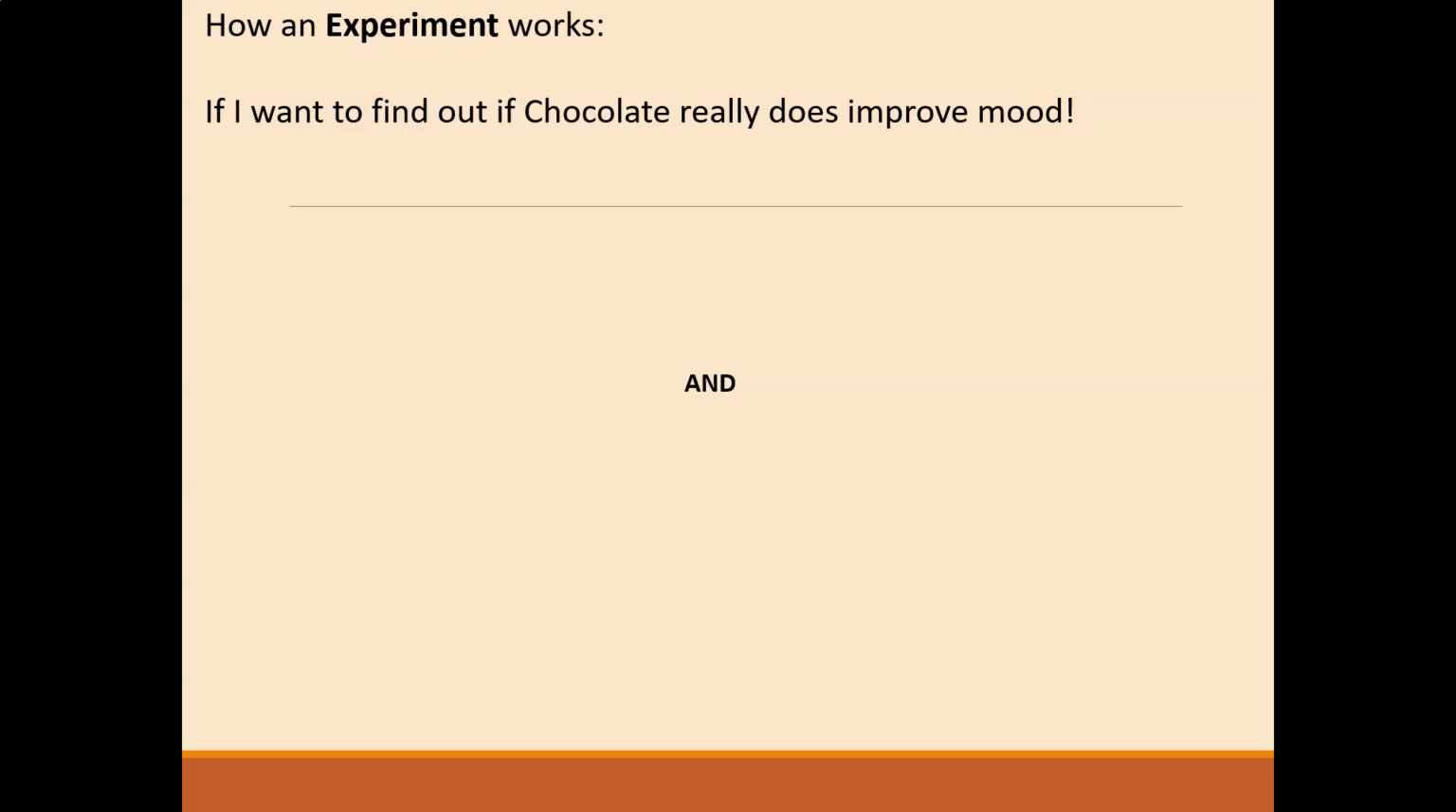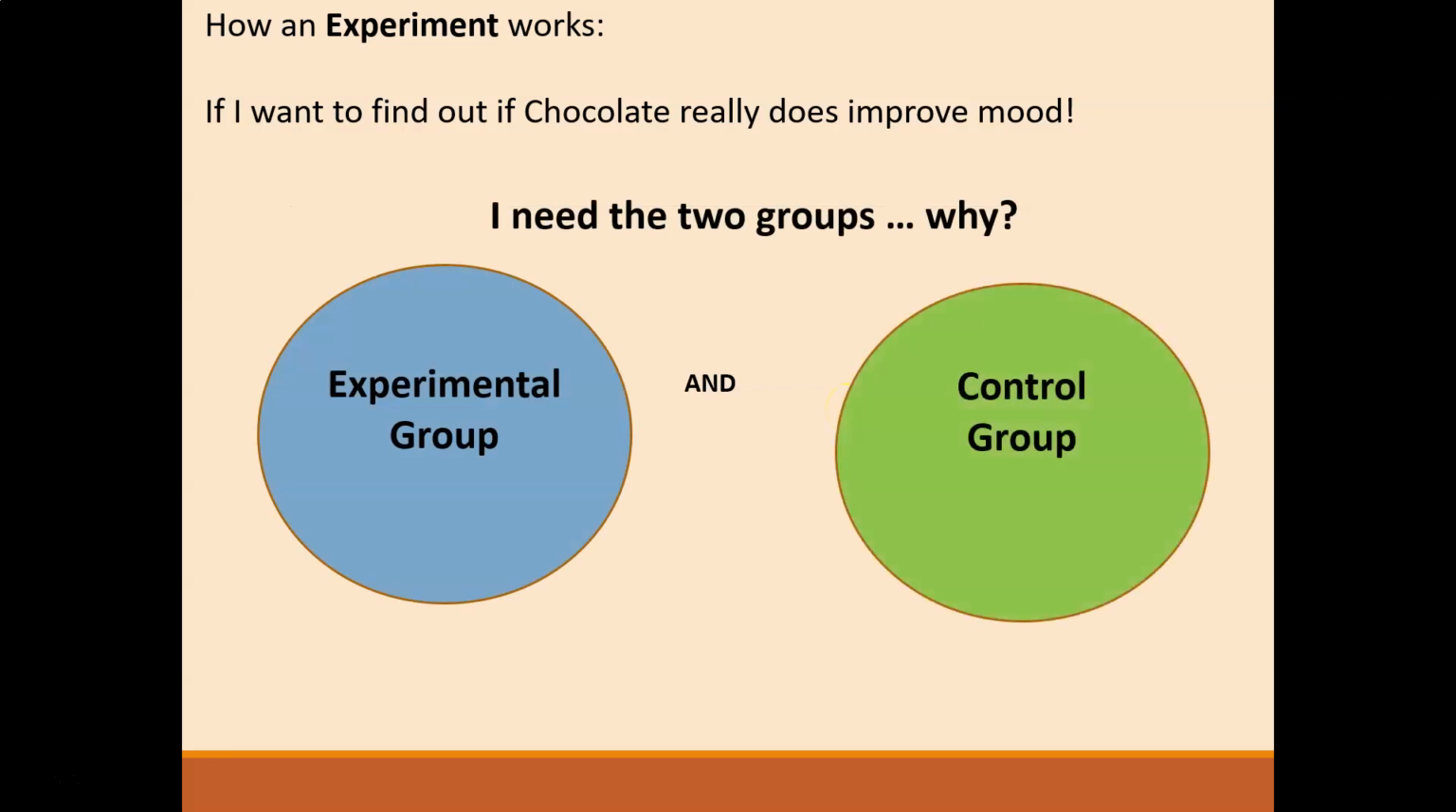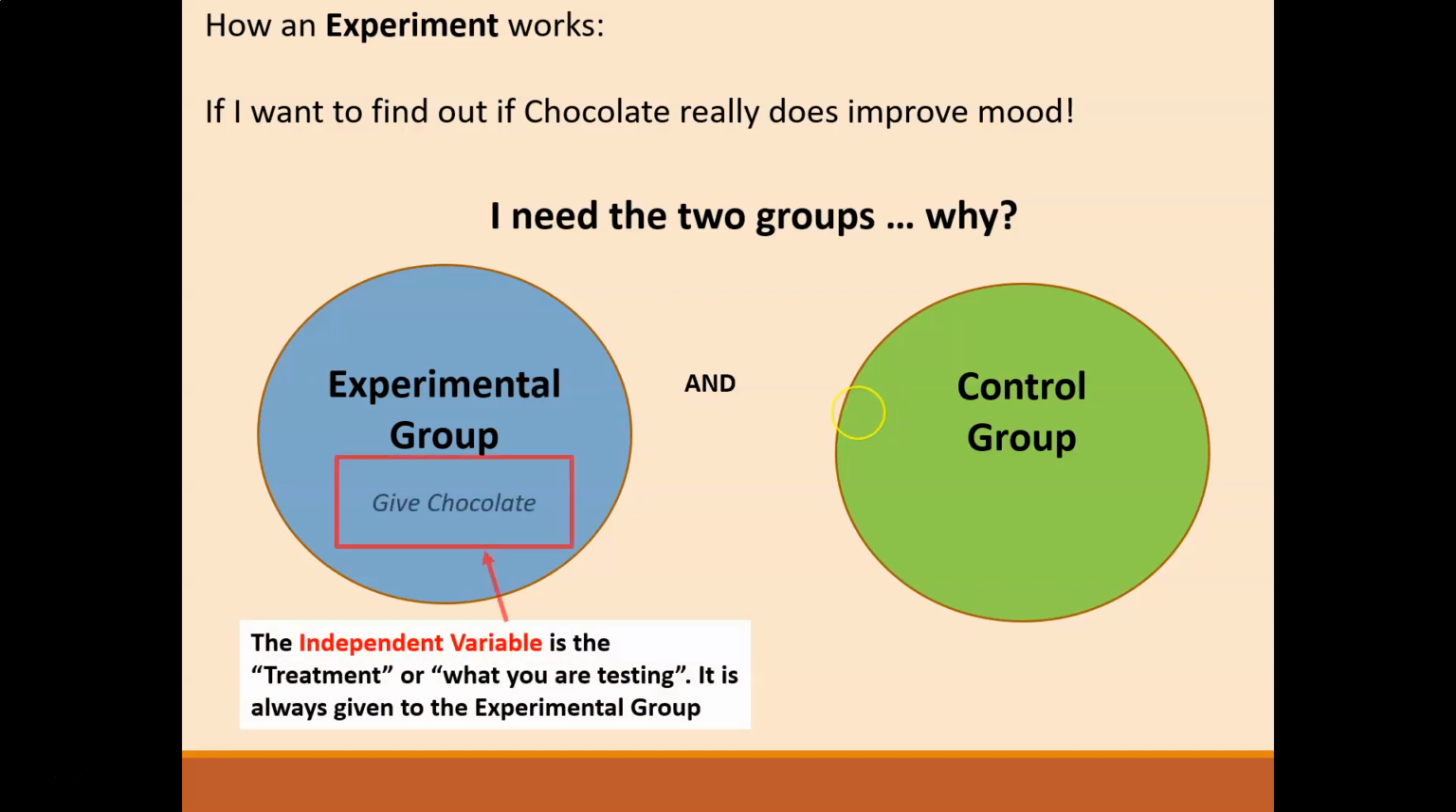Let's pretend that I have heard this myth that chocolate actually makes your mood better. I know that it does. Absolutely does in my life, but I can't say that it does everywhere else. And so what I'm going to do is test it. I need to have two groups. Again, we have the experimental group and we have the control group. Now we have to figure out who gets what. For my experimental group, because my question is, does chocolate really improve mood? They're going to get chocolate, because whatever it is that I'm testing, they're going to get.